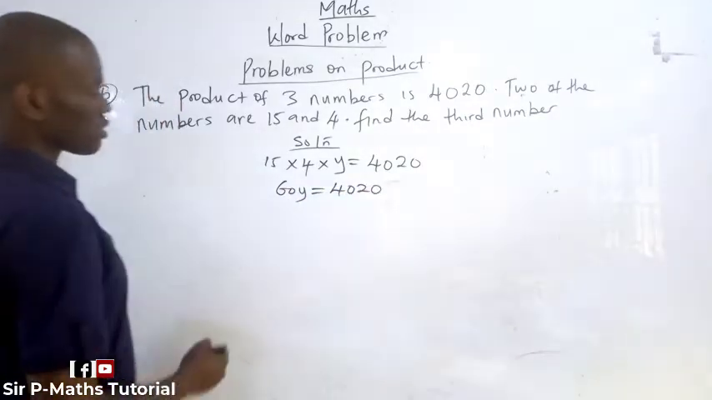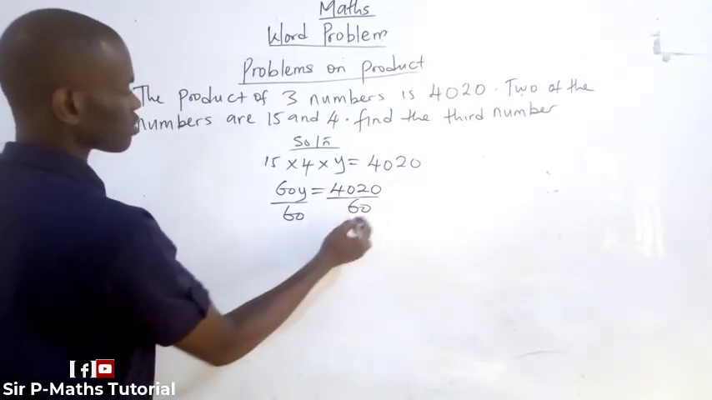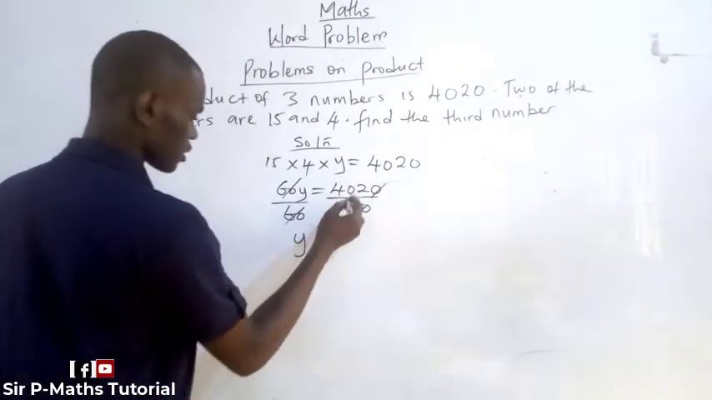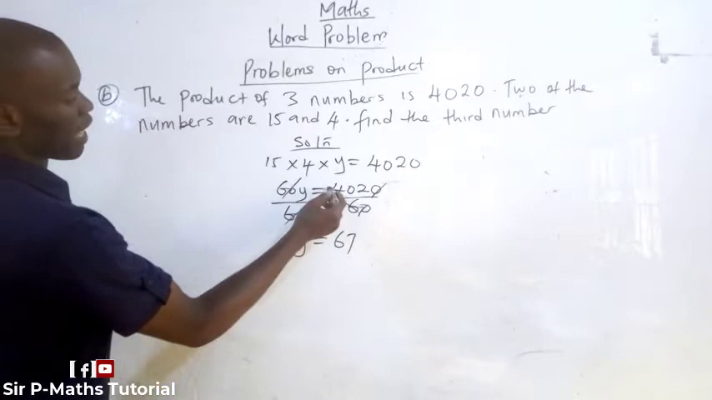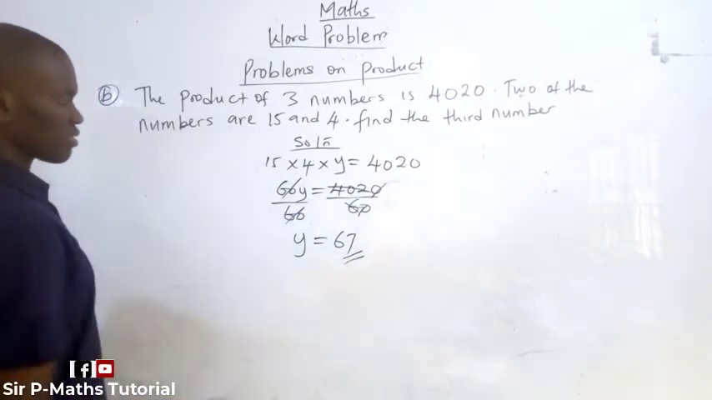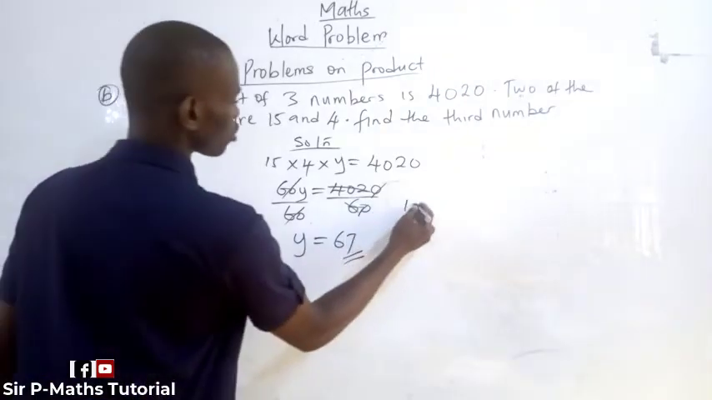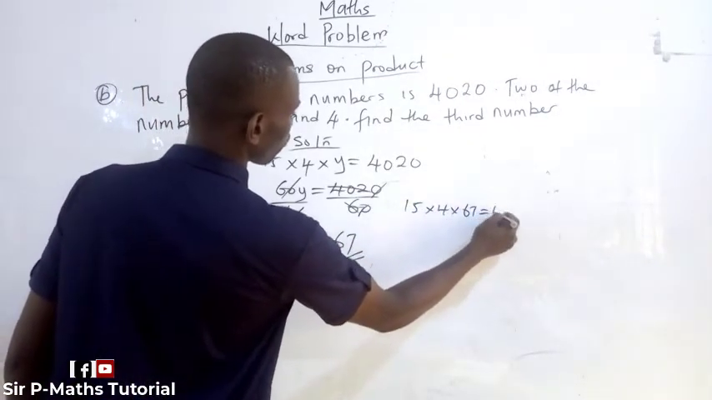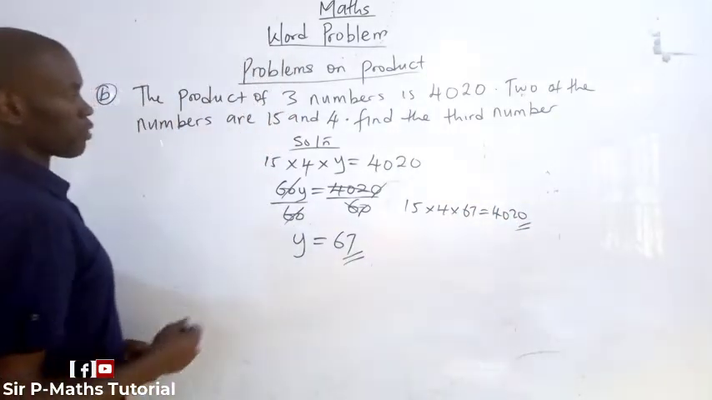equal to 4,020. Therefore, divide by 60, divide by 60. 0 cancels 0. That means my y is 67. Okay, if I divide 402 by 6, I will have 67. Therefore, the number in question is 67. So if we say 15 times 4 times 67, we have 4,020. You can press your calculator and confirm.